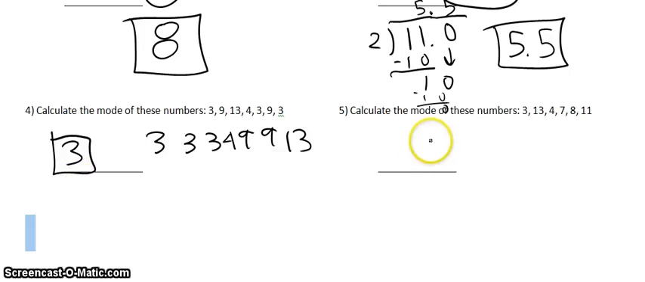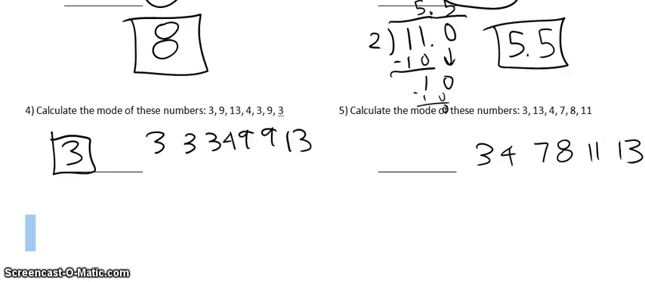All right, look at number 5. Calculate the mode of these numbers. Again, I'm going to write them in order from smallest to biggest so that I don't make any silly mistakes. I see that there is no number that's repeated more than once. So that means there's actually no mode, and you can just write the word none.